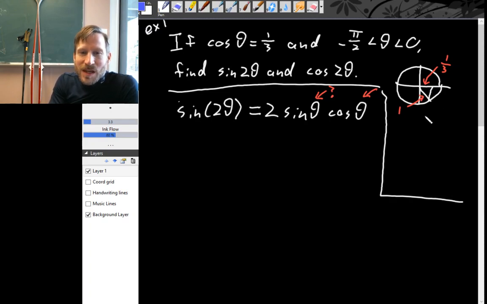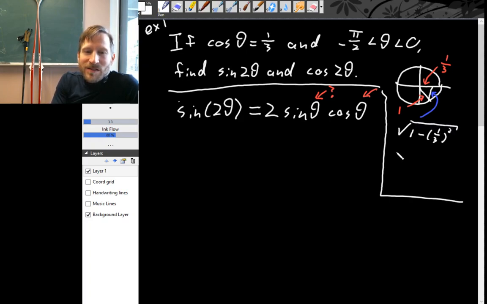And so the right-hand side of this right triangle is going to be the square root of 1 minus 1/3 squared. So that's the square root of, let's see, 1/3 squared is a ninth, so 1 minus a ninth is 8 over 9. And simplifying the root, that is 2 root 2 over 3.